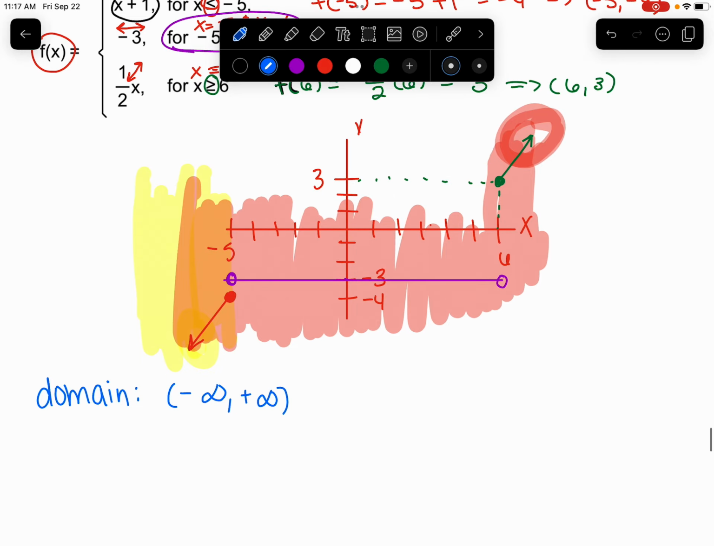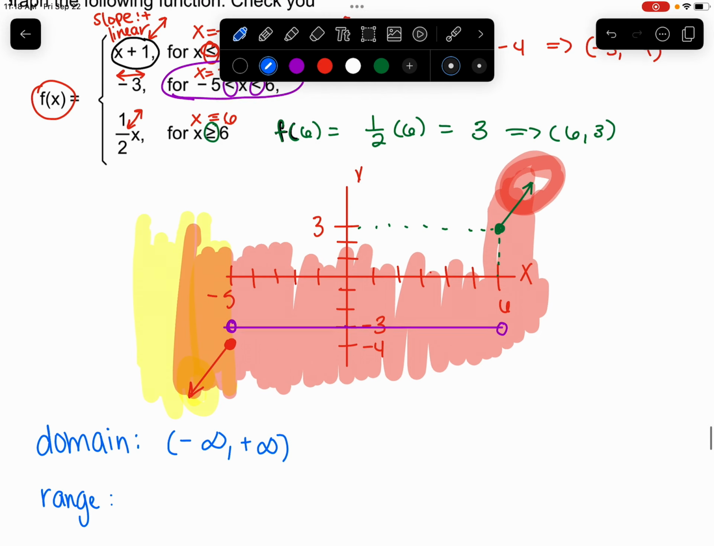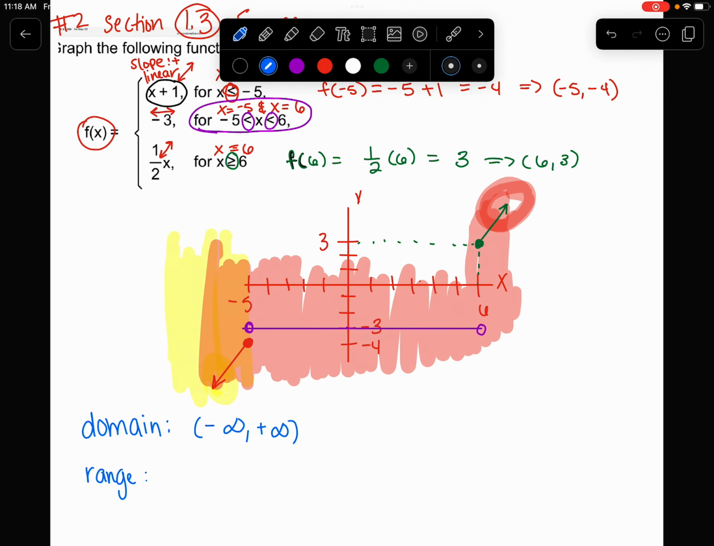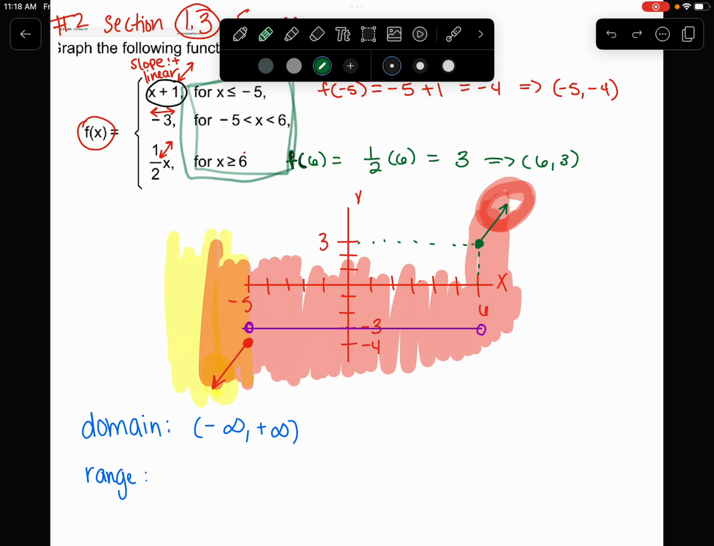That's your domain. But the range is different. For the range, we basically just use this here. Okay. So instead of x is less than or equal to -5, we're going to choose f of x. So I'm going to erase this. X less than or equal to -5, we're going to change that into f of x less than or equal to the y value we just got, which is -4.